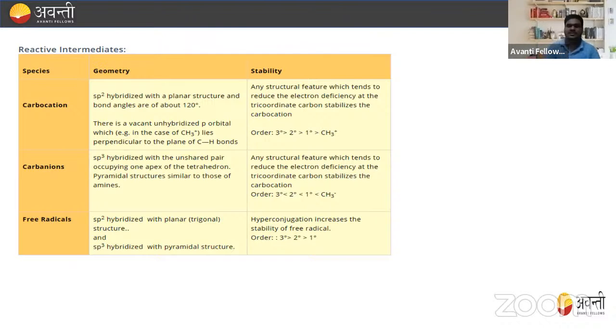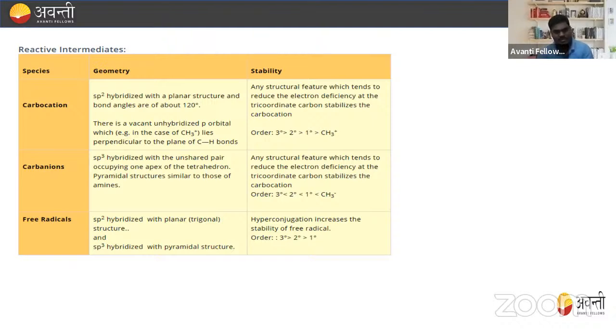Stability. Any structural feature which tends to reduce the electron deficiency at the tri-coordinate carbon stabilizes the carbocation. The order is 3 degree to 1 degree carbocation. Similarly, a carbanion is sp3 hybridized with the one unshared pair occupying an apex of the tetrahedron, a pyramidal structure similar to that of amines. So the order is 3, 2, 1. Maximum stability is for CH3, then primary, secondary, and then tertiary.